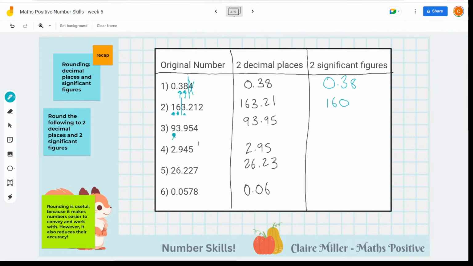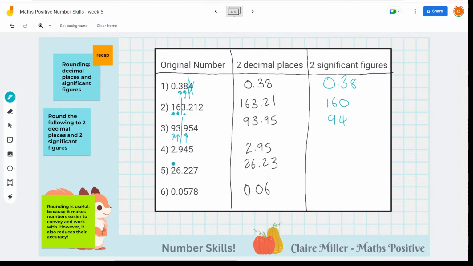So this is the first significant figure and the second. So this is the end of our number, we're going to use this as our decider. It's a 9, it's 5 or bigger. So that means we need to round the 3 up to a 4. 94. And that's similar to the number. That looks good. What about the next one?